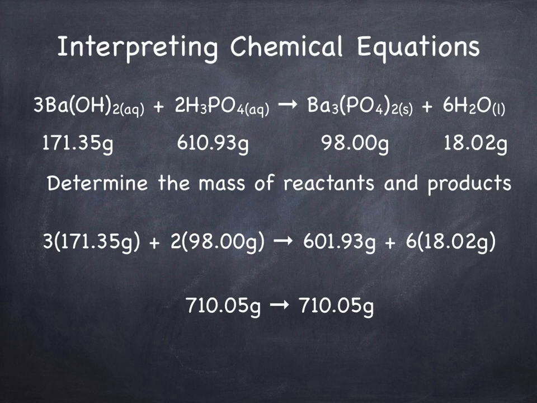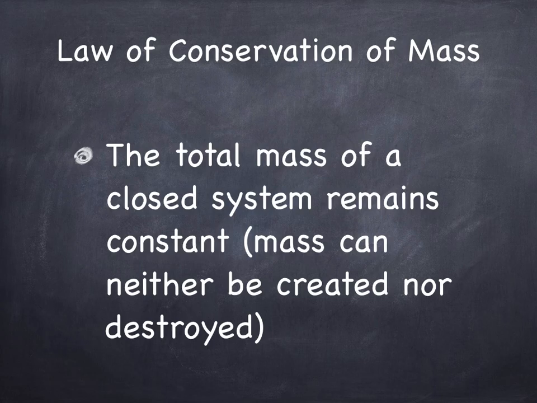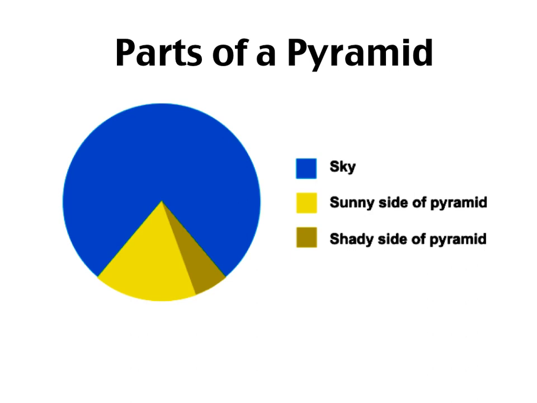You shouldn't be surprised to find out, of course, that the total mass of reactants and total mass of products is the same. This is largely due to a fundamental feature of chemistry, the law of conservation of mass, that the total mass of a closed system remains constant. Mass can neither be created nor destroyed. You have to have the same number and types of atoms before and after a chemical reaction, so it would stand to reason you would have the same mass. You're just rearranging the way things are connected. Here's a pie graph, because pie graphs are funny.